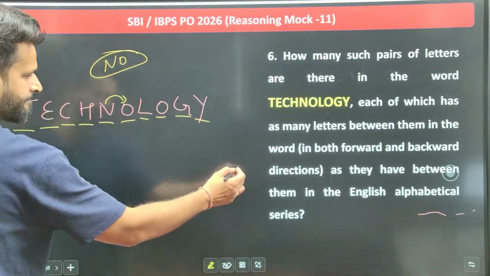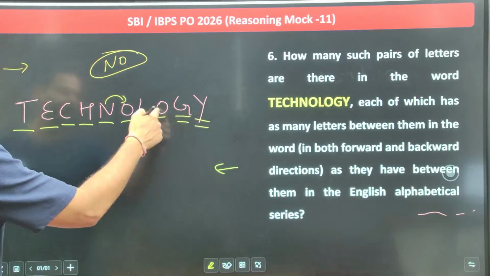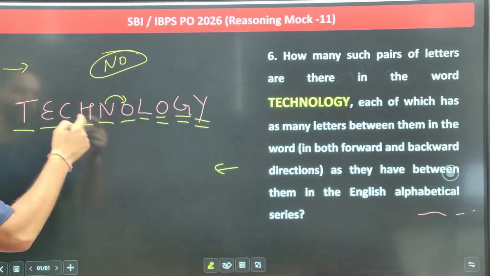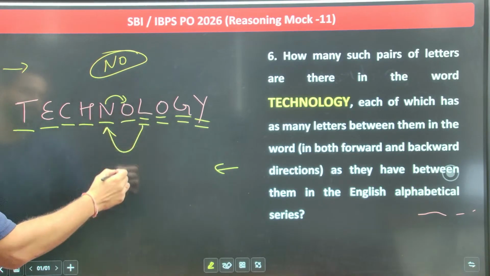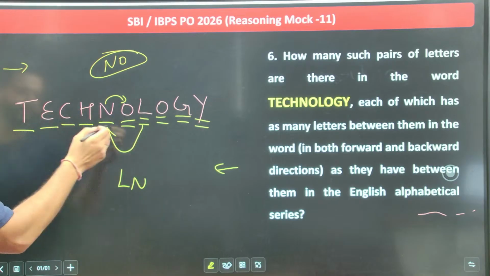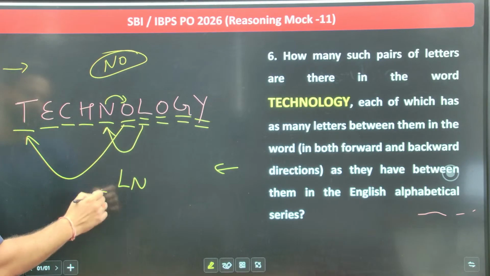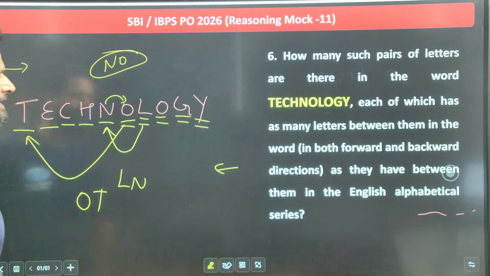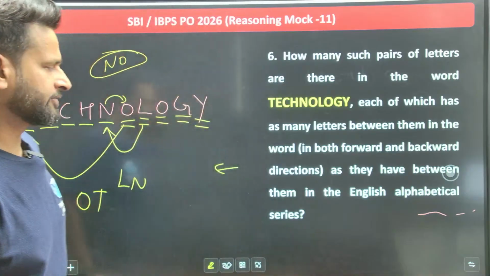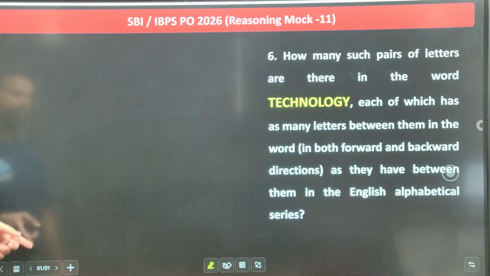Reverse, let's see. Y to Z. G, H, I, J, K, L, M, N, O. O, P, Q, R, S, T, L, M, N. Yes. O, P, Q, R, not there. O to T, yes. Very good. There are three. They are total three pairs. Very good. This time you have calculated right. Three pairs, perfect.